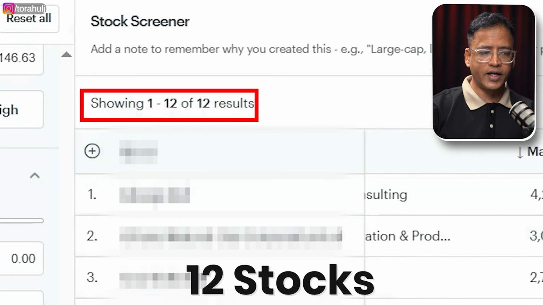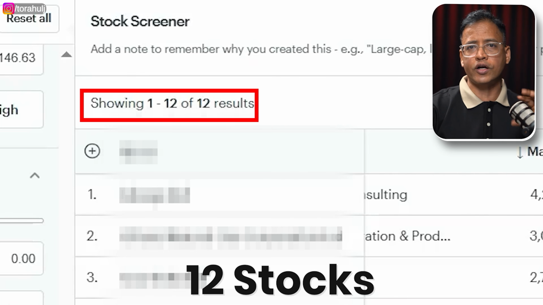Okay. So now I only get 12 companies here. Out of 19, there are only 12 companies which are trading at a discount from a PE perspective as well as PB perspective. This is a good shortlist in my view. One another important parameter that we would like to add here is the net income.